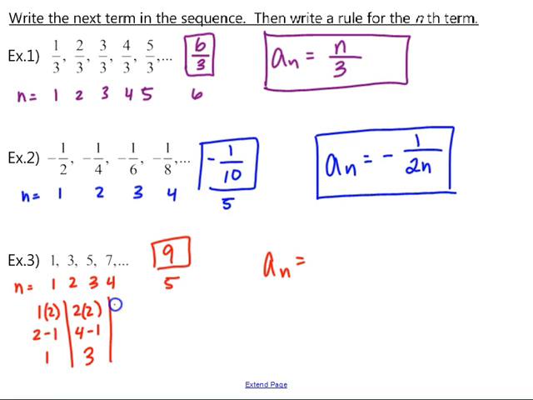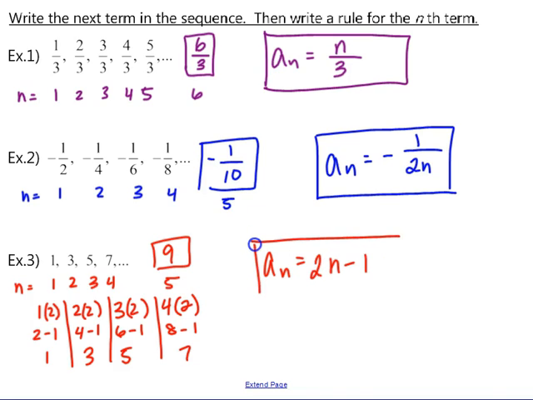So let's try it again. Our term number 3 multiplied by 2, subtract 1, and we get our term. One more time. Term number 4 multiplied by 2, subtract 1, and then we get our next term. So if we take our term number multiplied by 2 and subtract 1, this is our rule that represents our nth term.